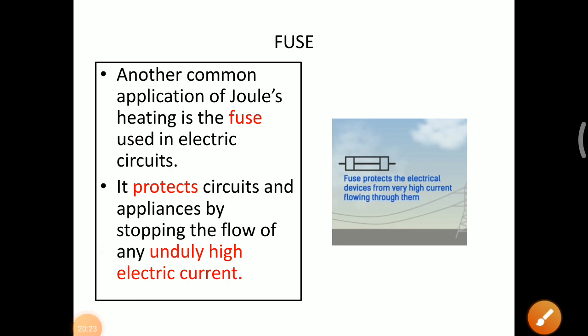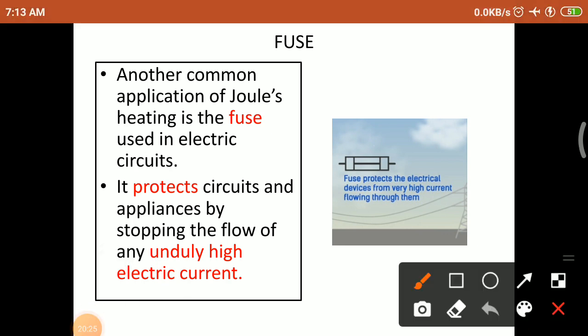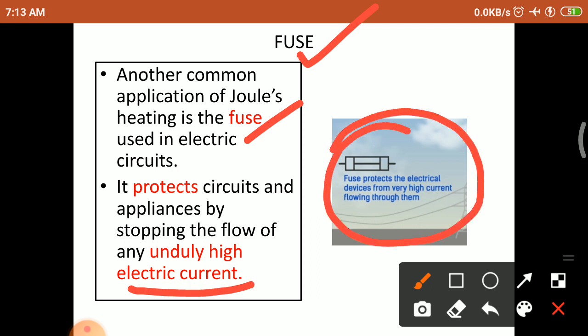The next very important application of the heating effect of electric current is the fuse. Another common application of Joule's heating is the fuse. It protects the circuit and appliances by stopping the flow of unduly high current. You know that in our domestic circuit we use fuse wire. Why do we use fuse wire? To protect our electric gadgets when an unduly high current passes through them.